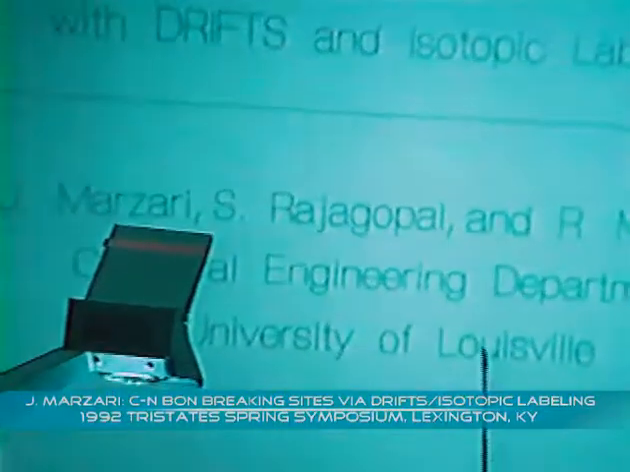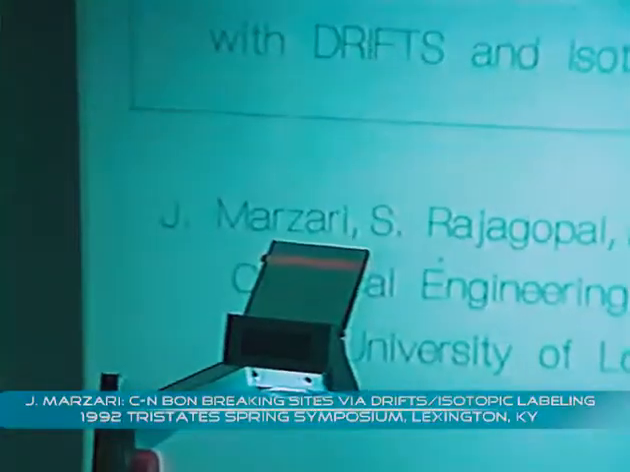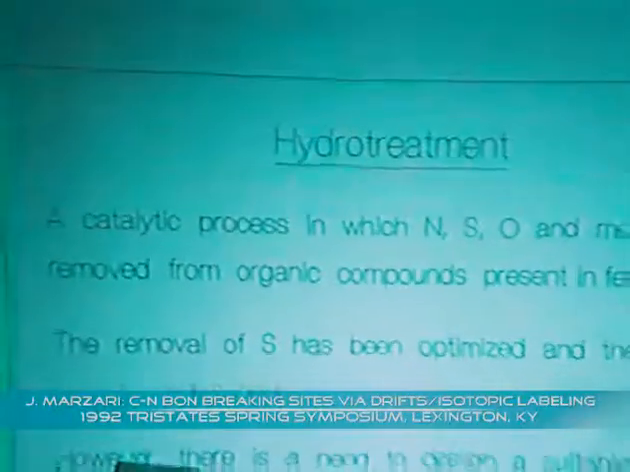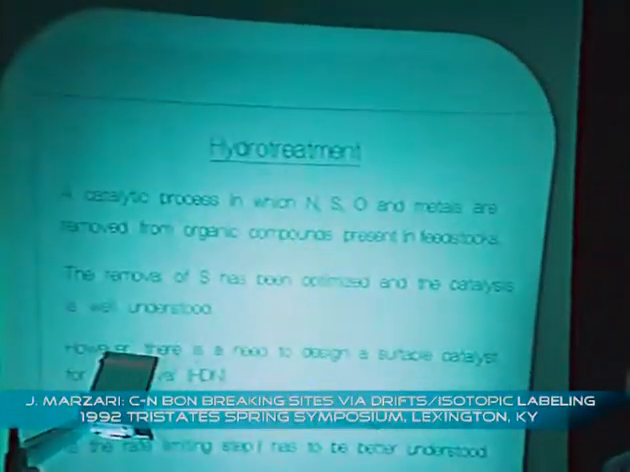Today's presentation is going to be the identification of carbon-nitrogen bond-breaking sites using diffuse reflectance IR spectroscopy and isotopic labeling. First of all, what is hydrodenitrogenation? It's a catalytic process in which nitrogen, sulfur, oxygen, and metals are removed from organic compounds present in feedstock.